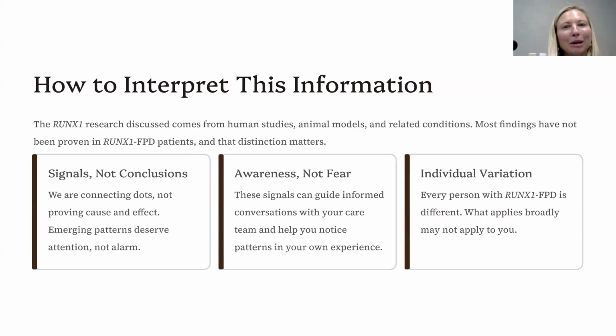So let me start by grounding on how to interpret everything you're about to hear. What I'm sharing today really comes from two main sources. One is the clinical data from RUNX1 FPD, and that's really driven from the NIH, and then some of the data we've collected through the Patient Data Hub, where we've learned from all of you about what you're experiencing. But the other is, as I just mentioned, laboratory research on RUNX1 biology. And that second type of information is the largest part of this talk.